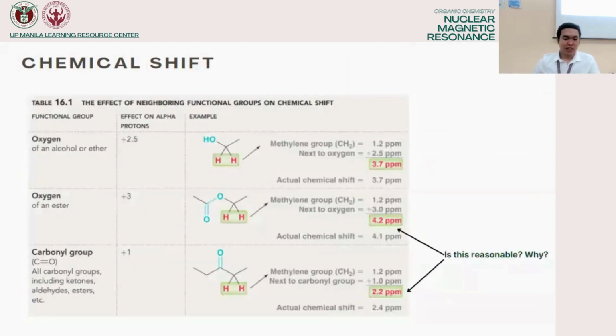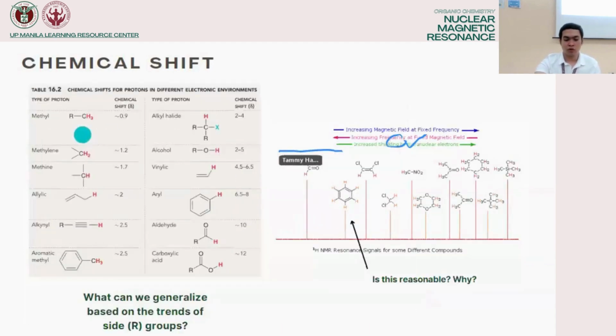Okay, so as you can see, this is from Klein as well. It's a table of the effect of adding oxygen to an alcohol, to an ester, and the effect of the carbonyl group. As you can see here, meron kasi tayong mga certain values talaga for ppm per group. So let's go to those values, for the R groups. So ano ba yung R groups?